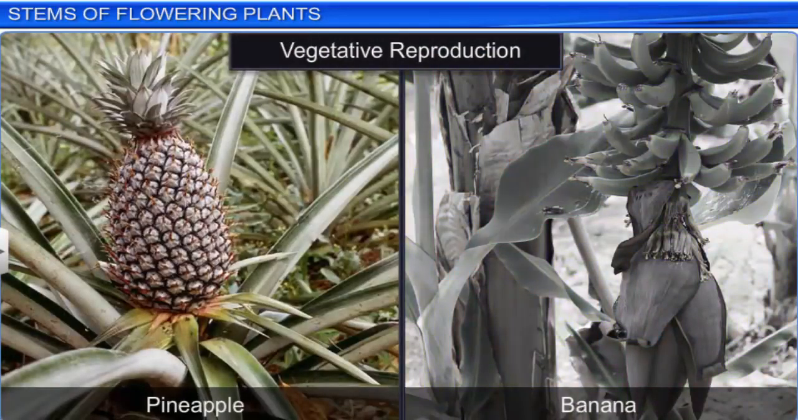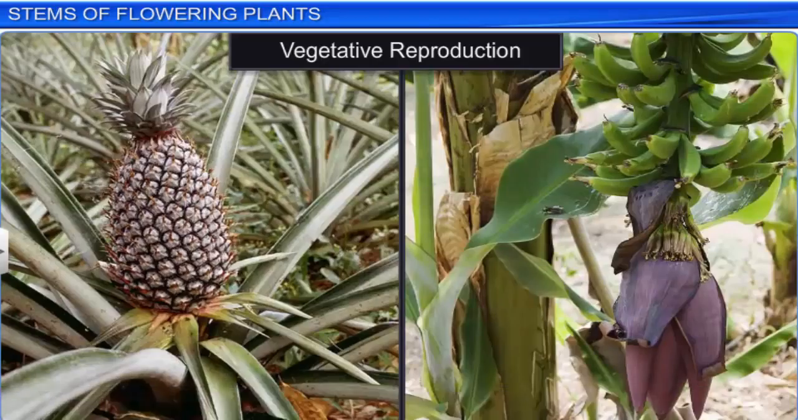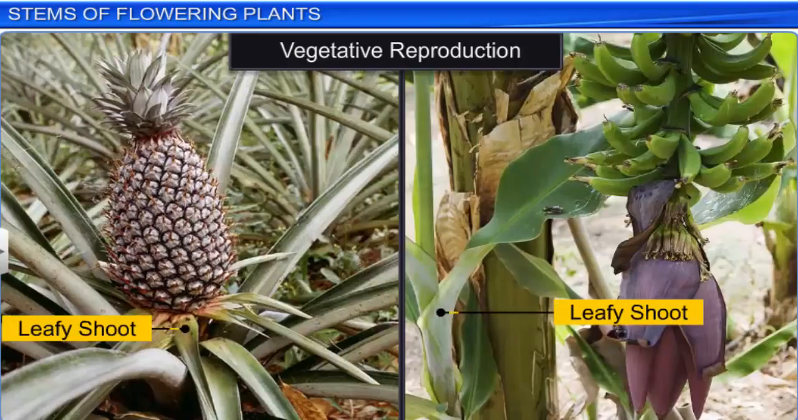Plants like pineapple and banana also have modified stems that perform vegetative reproduction. In these plants, branches grow out horizontally from the underground base portion of the main stem, which later emerge obliquely out of the soil in the form of leafy shoots.